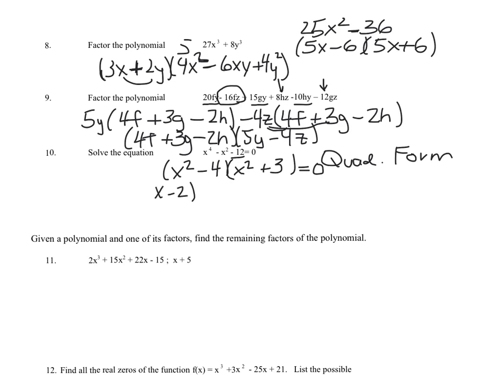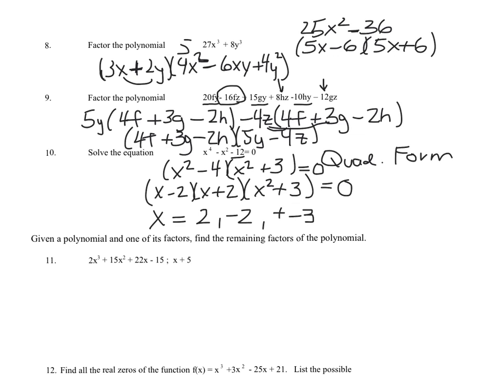X squared minus 4 would factor to be x minus 2 and x plus 2. X squared plus 3 does not factor. So then our solutions would be what makes each of these factors equal 0. This would be a positive 2, negative 2, and this would be a negative 3, but since it's squared, it would be a positive and negative square root of that, which can be written as root 3i. So root 3i, negative 2 and 2 would be the solutions to number 10.